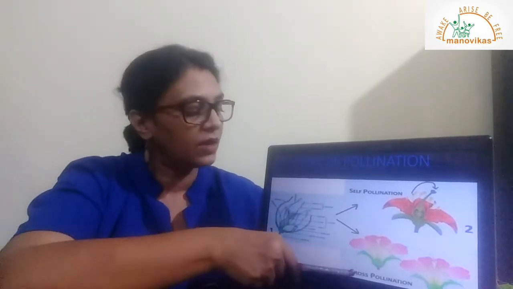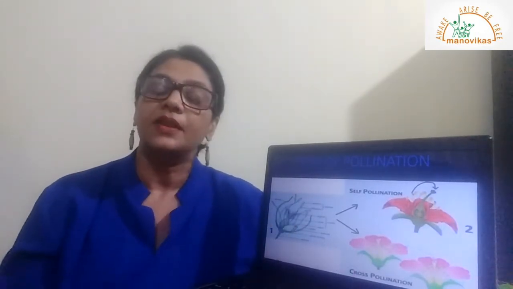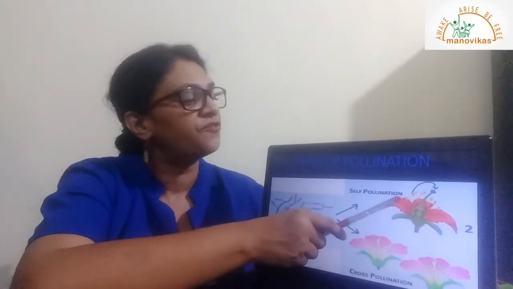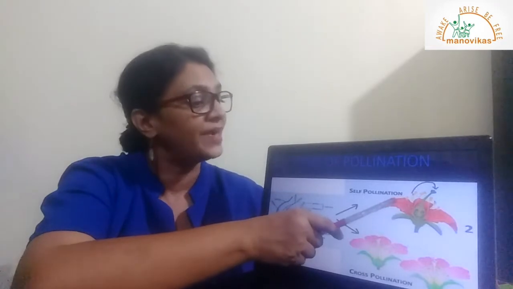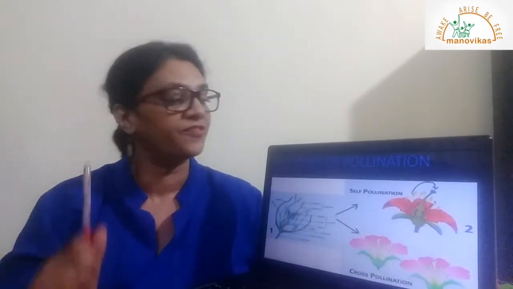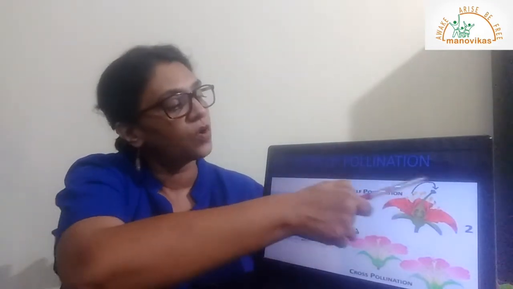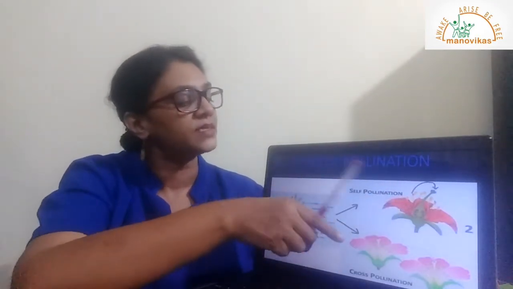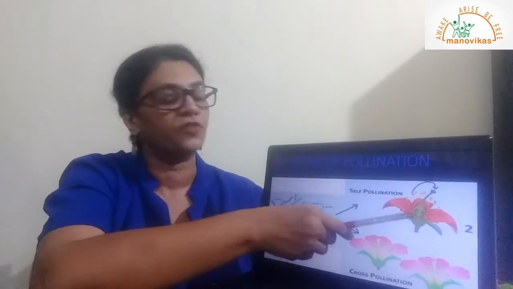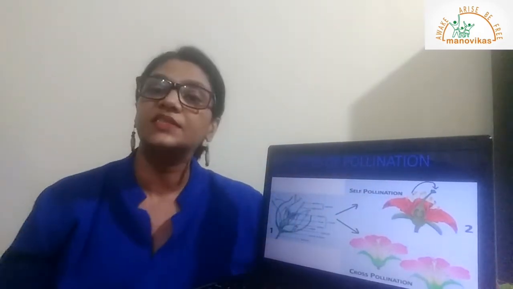self-pollination and cross-pollination. Now, in self-pollination, the pollen is transferred from the stamens or from the anther to the stigma of the same flower. Here, see, it is all taking place in the same flower. Pollen from the anther to the stigma of the same flower is self-pollination.